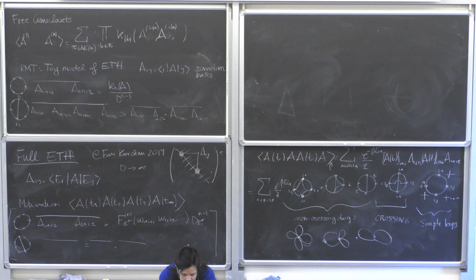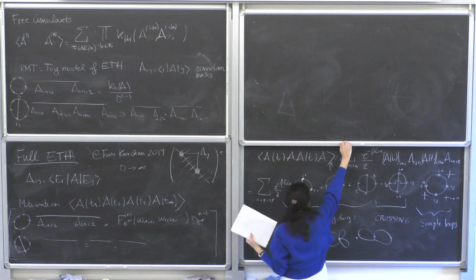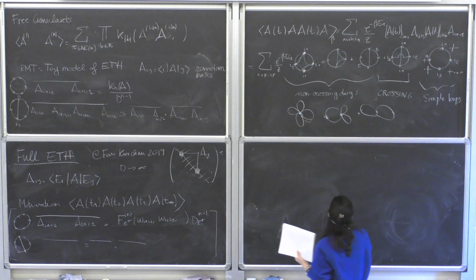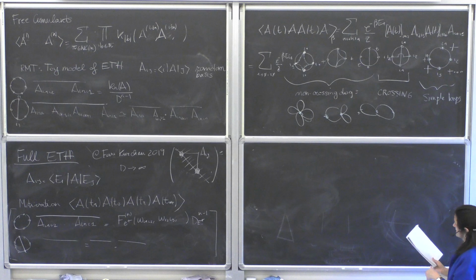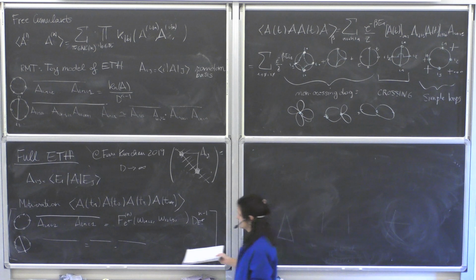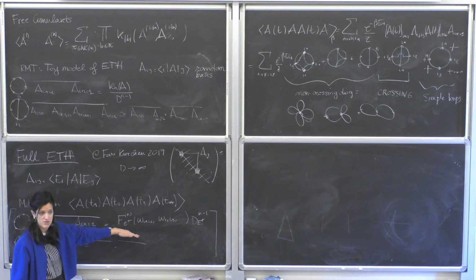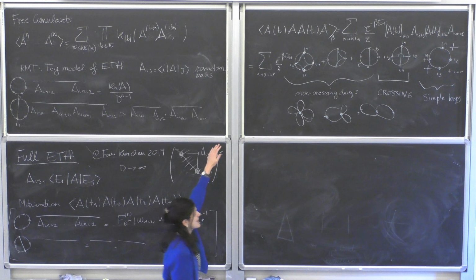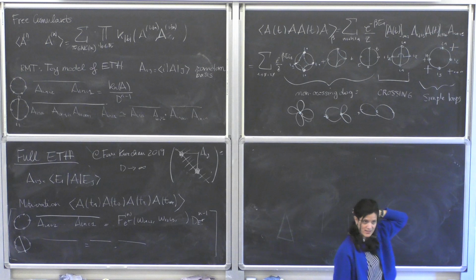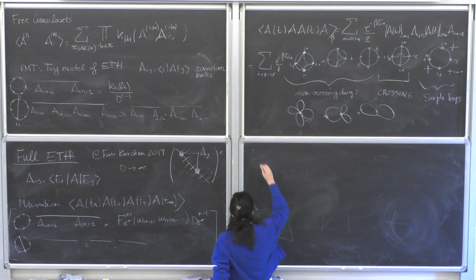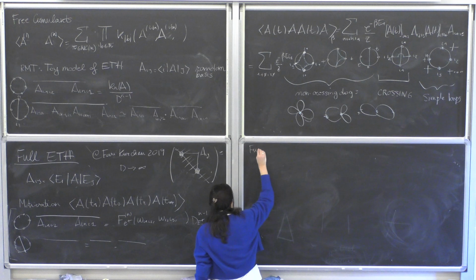So you would like to say it's kind of hopeless, but then what you find is that actually these ETH properties, namely this scaling and the fact that these functions are smooth functions of the arguments, mean something precise in this diagrammatic bookkeeping. So let me call them some full ETH properties.